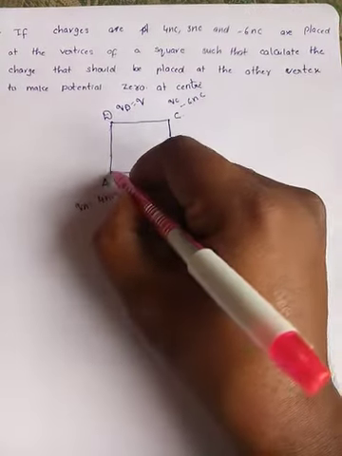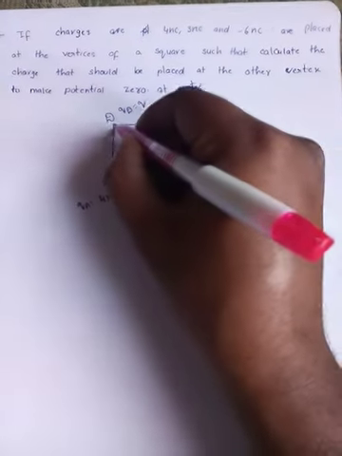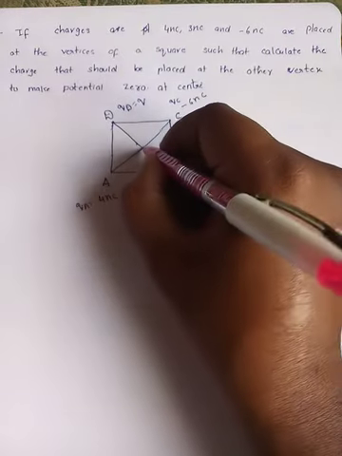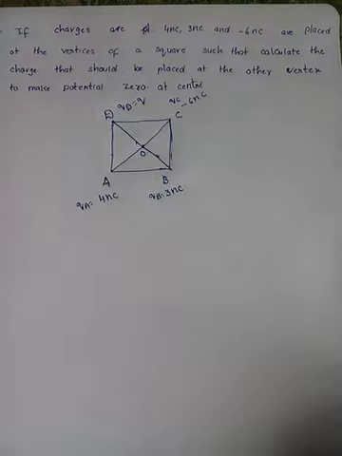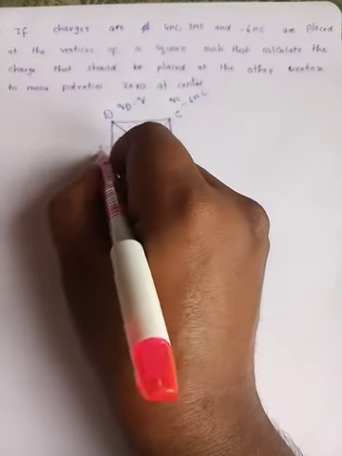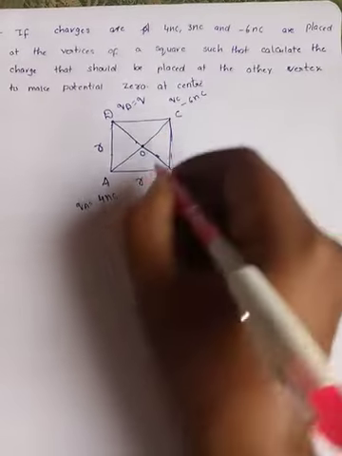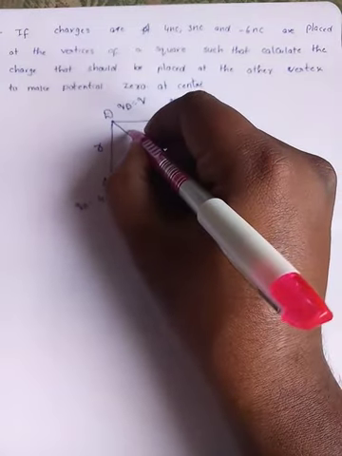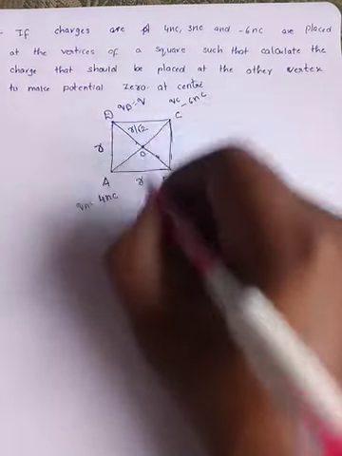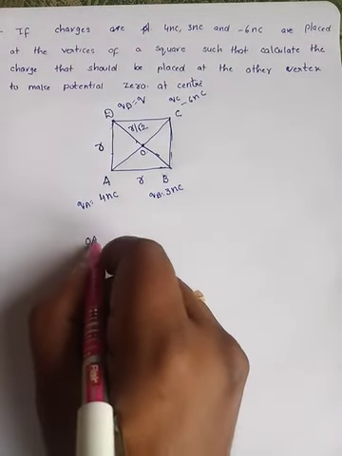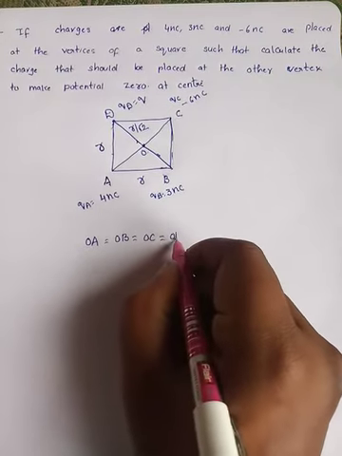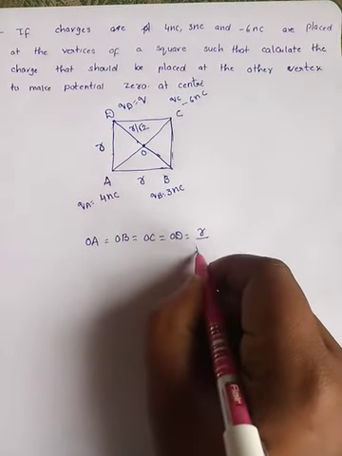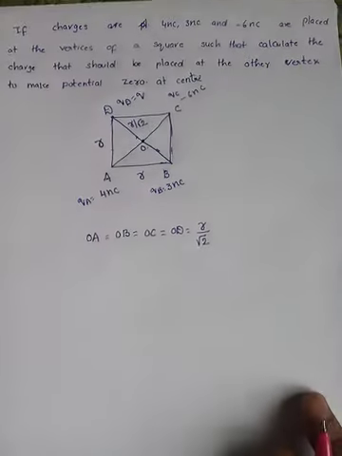So draw the intersection of the two diagonals. At this point the potential should be 0. Let us assume the distance between these two is r and this also r. Then what is this? R by root 2. So from that what you can write? OA equals OB equals OC equals OD, that equals R by root 2.